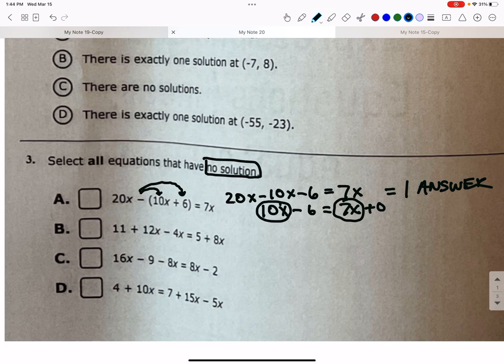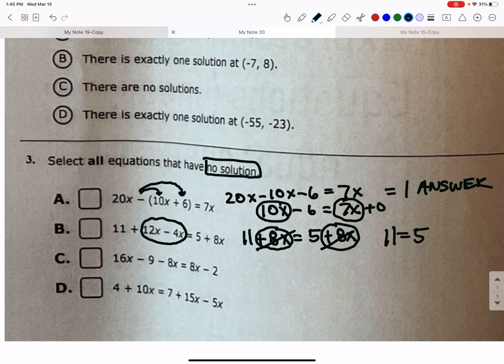Like 11, let's see, I'm going to combine this 12x and minus 4x and say 11 plus 8x equals 5 plus 8x. Oh, look at that. Same amount of x's on both sides. They're going to cancel each other out. 8x's and 8x's. See ya. So now we have the equation 11 equals 5. Is that true? That is not true. So that's no solution.